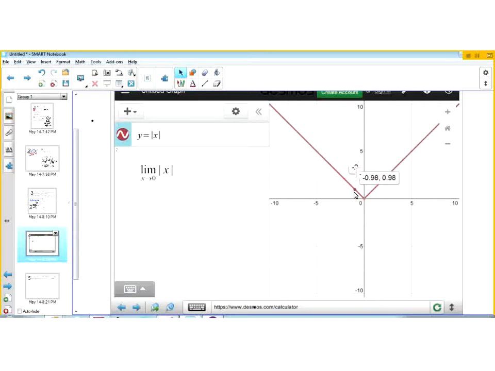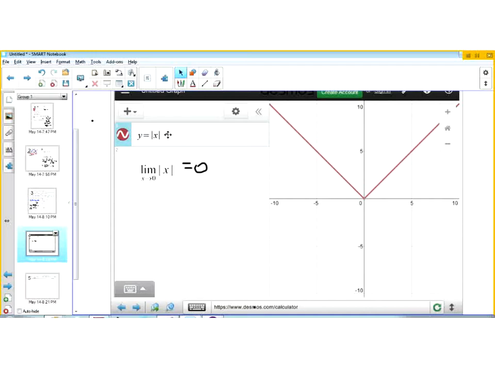So as we approach 0 from the left, observe the outputs, the ordinates of the points that are displayed in the box. It goes to 0 from the left. How about from the right? Probably we anticipate the same thing, and so it goes to 0 as well. Right there at 0. So this limit is equal to 0. Okay, so absolute value.